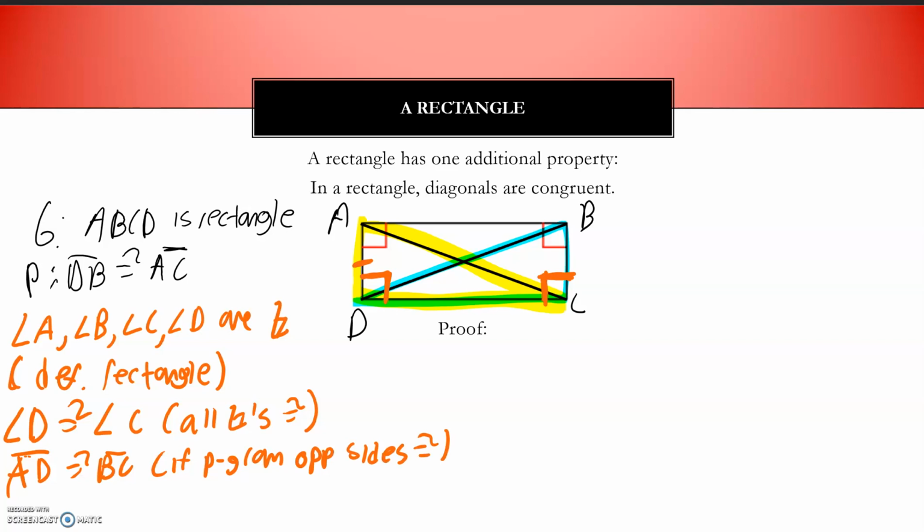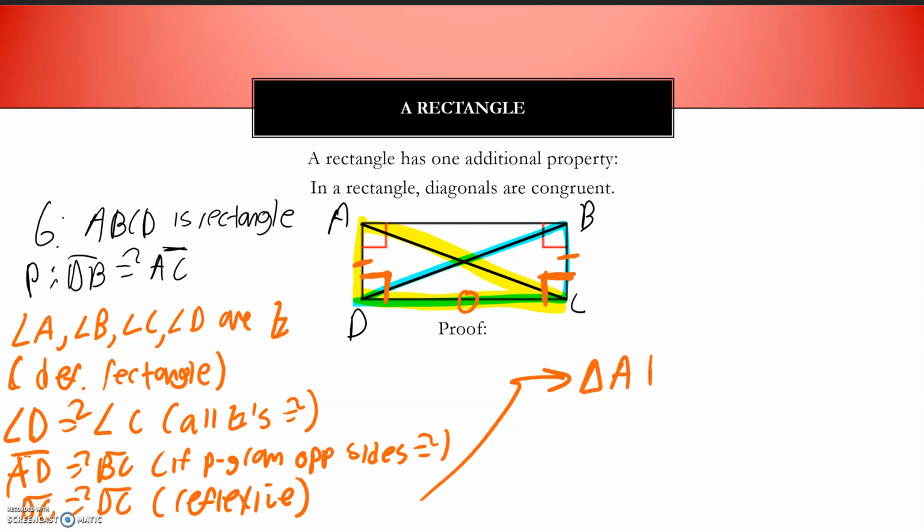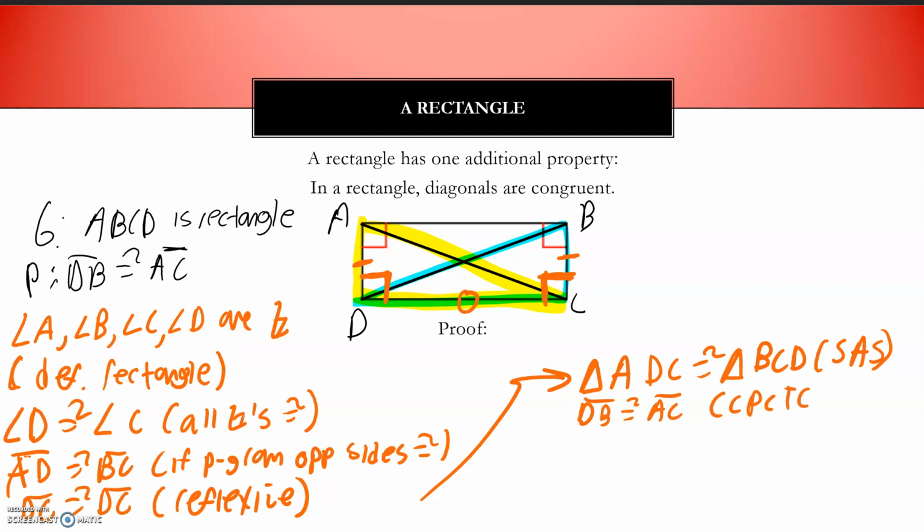So we're using a property of parallelograms because a rectangle is a special type of parallelogram. And then we're going to say DC is congruent to itself because we have reflexive. Something is always equal to itself, correct? So then we're going to say that we have triangle ADC is congruent to triangle BCD by side angle side. And then we're going to say that what we want, DB is congruent to AC by CPCTC.